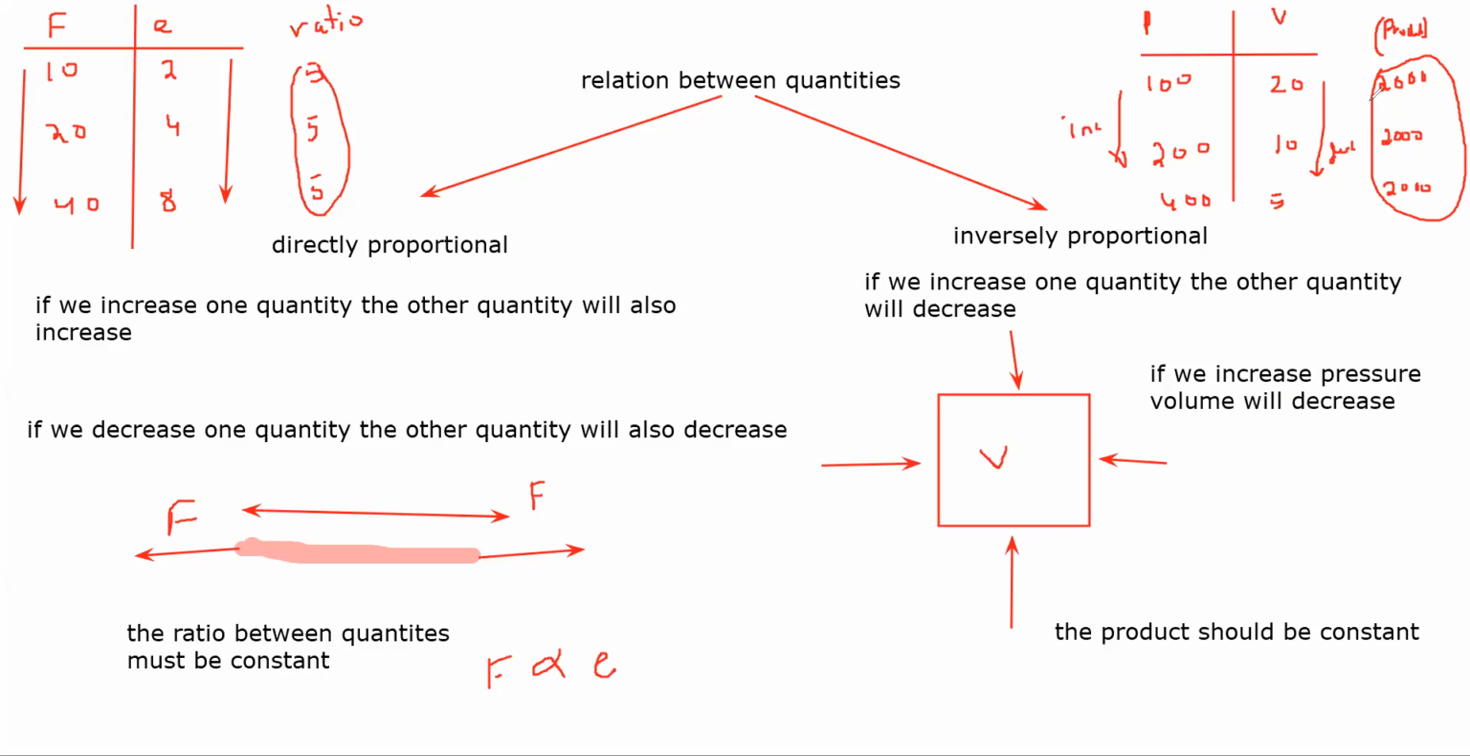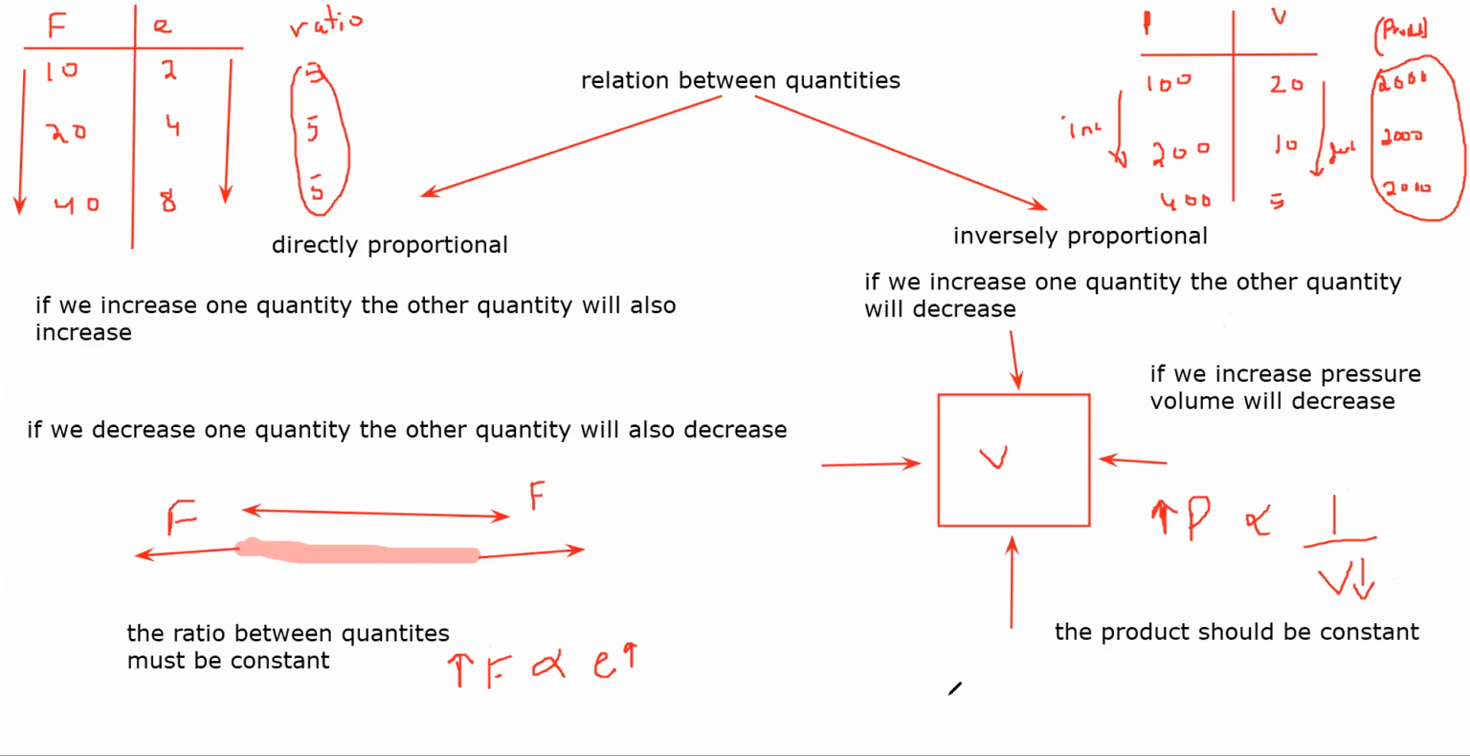And how do we write inversely proportional quantities? We represent it as P inversely proportional, so it will be 1 over V. So what does it mean? It means, in this mathematical notation, if I increase the pressure, the volume will decrease. But in the previous one, if I increase the force, the extension will also increase.